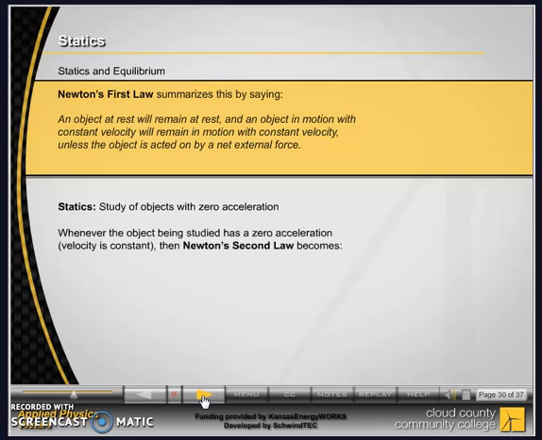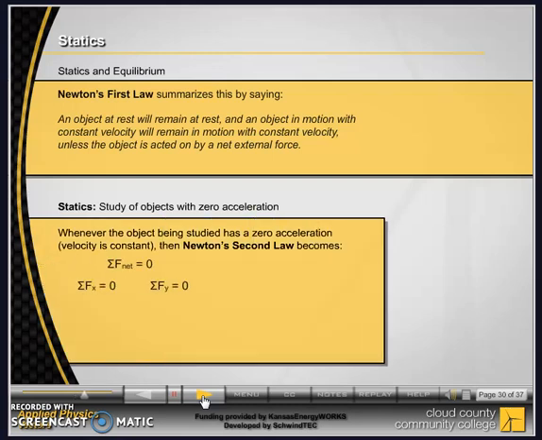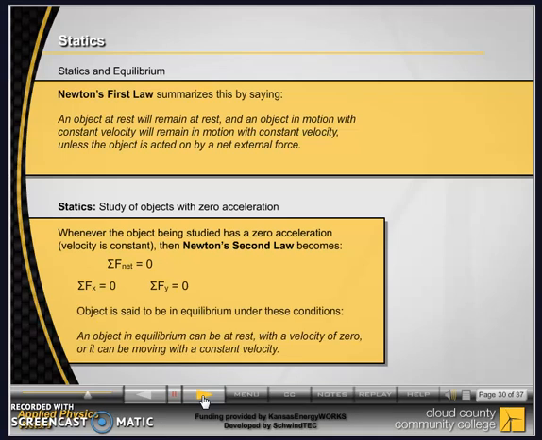Whenever the object being studied has a zero acceleration, velocity is constant, then Newton's second law becomes: the sum of the forces equals zero. The object is said to be in equilibrium under these conditions. An object in equilibrium can be at rest with a velocity of zero, or it can be moving with a constant velocity. Remember that a net force of zero is required for constant velocity.